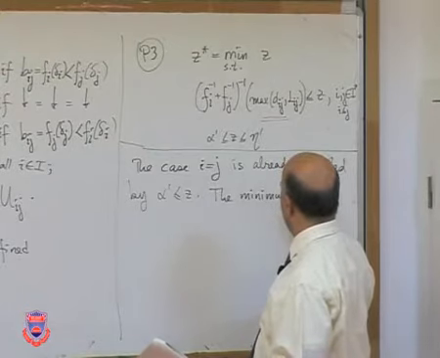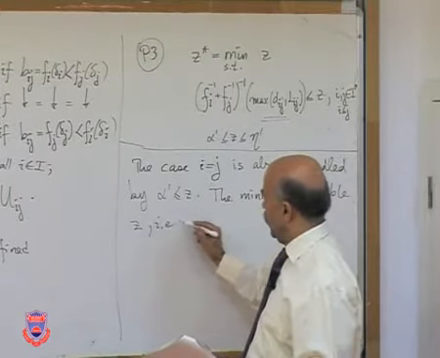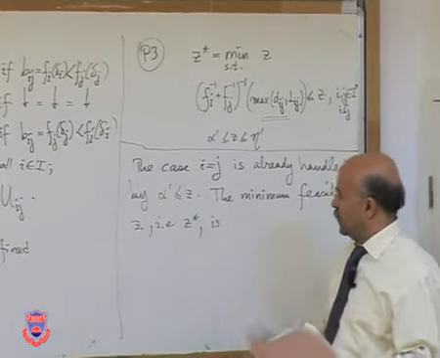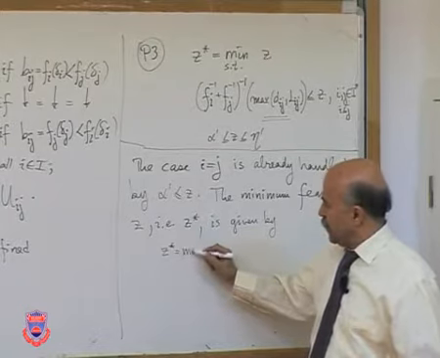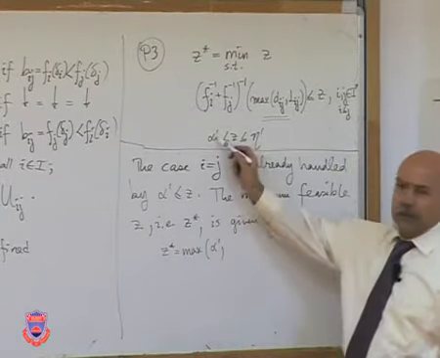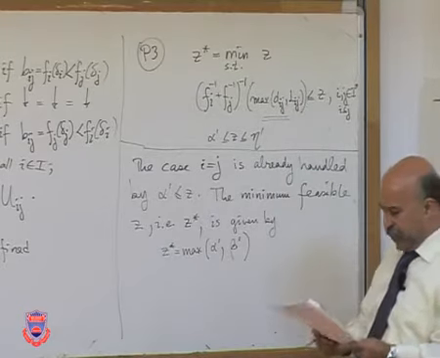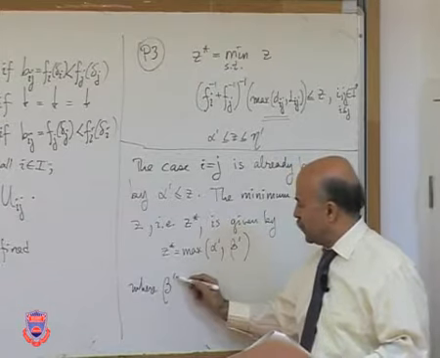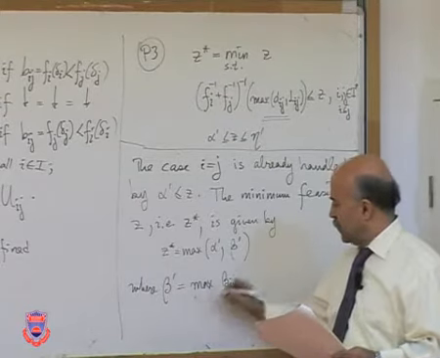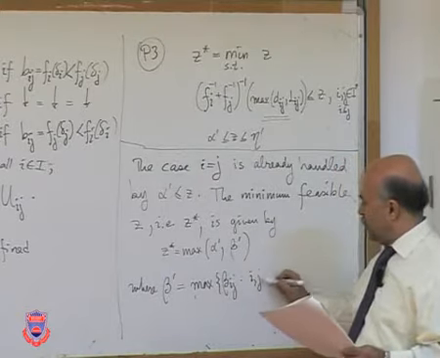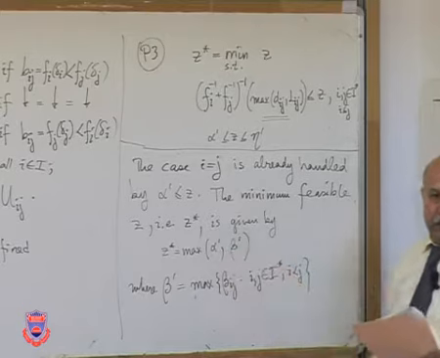The minimum feasible z, i.e. the value of z star, is given by the maximum of either alpha prime, which is this bound on z, or something else, which will come from the above, beta prime, where beta prime is the maximum of the beta ij values, maximum over pairs ij for which i is strictly less than j, because i equals j is already handled by alpha prime.